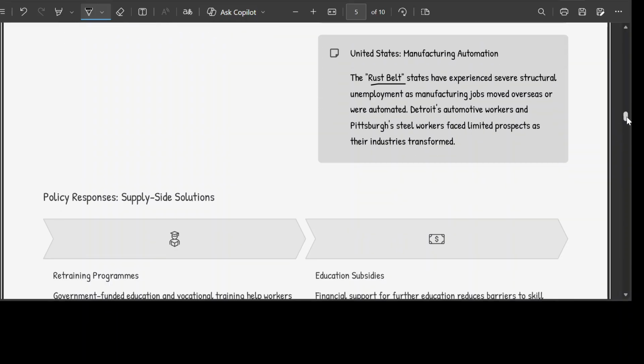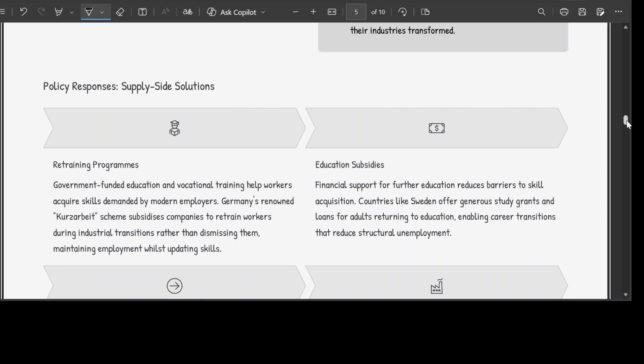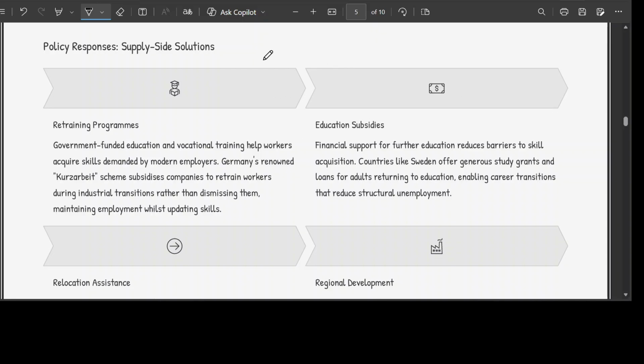Now, what can be the different policy responses to reduce structural unemployment? There are policy responses with supply side solutions, so basically we are talking from the aspect of the producers. First of all is retraining programs. That means government funded education and vocational training can help workers acquire skills which are demanded by modern employers.